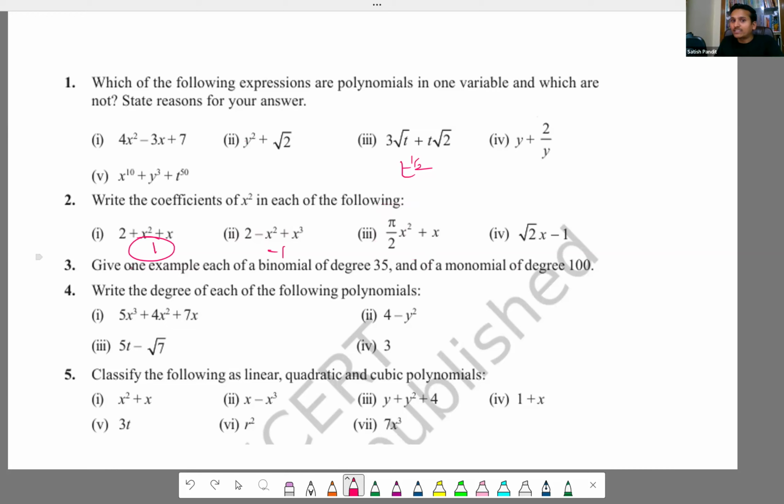Here, what is the coefficient of x square? Pi by 2. Answer is pi by 2. What is the coefficient of x square here?